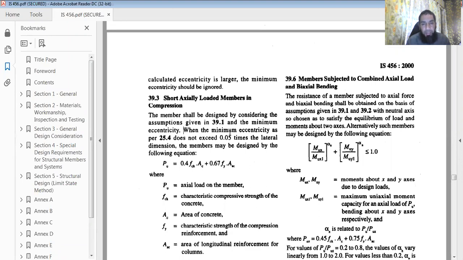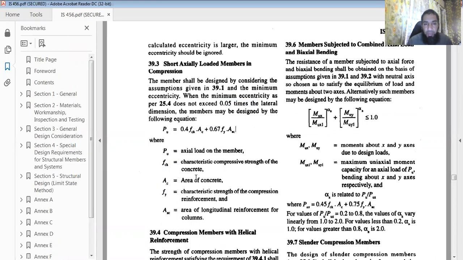When the minimum eccentricity we took, 20 mm or L by 500 plus D by 30, is not exceeding 0.05 times the lateral dimension, the members may be designed by the following equation. Now this is the equation as per which you have to go for the design of the member section. So P will be the actual load acting on the member, which is the column.